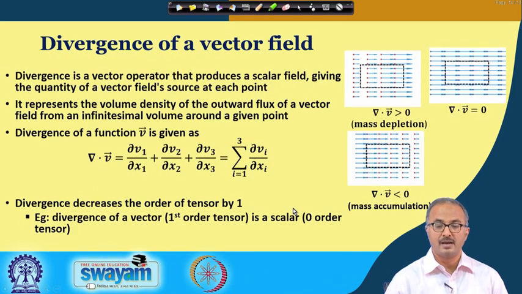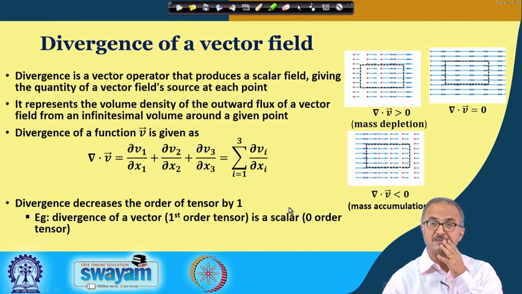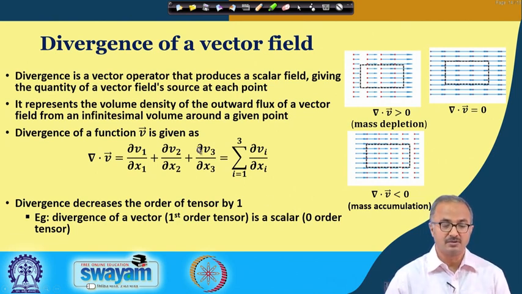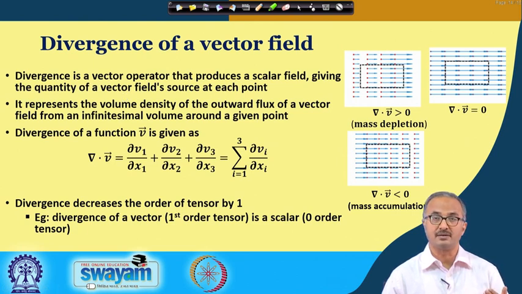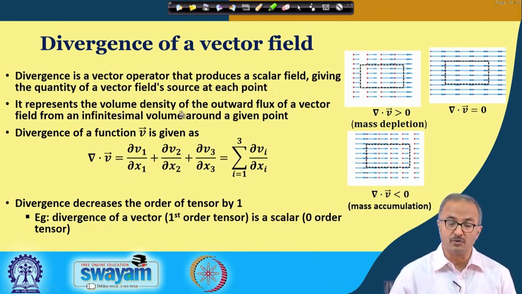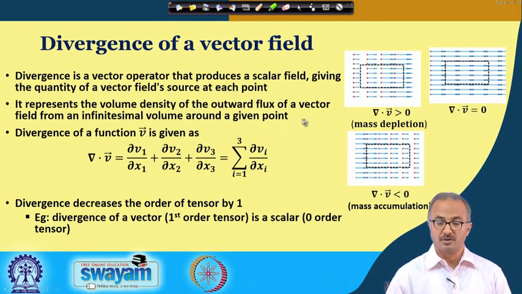And then divergence. Now divergence is of a vector field. When we say divergence, it means that it's a vector operator. It produces a scalar field giving the quantity of a vector. That means the gradient was converting a scalar to a vector, whereas divergence is converting a vector to a scalar. And it represents the volume density of the outward flux of a vector from an infinitesimal small volume around a given point.